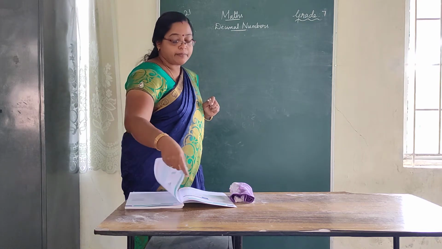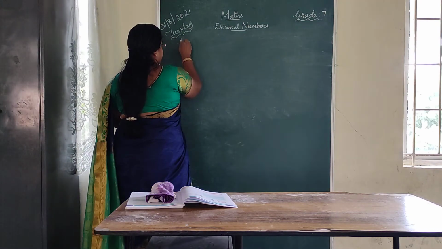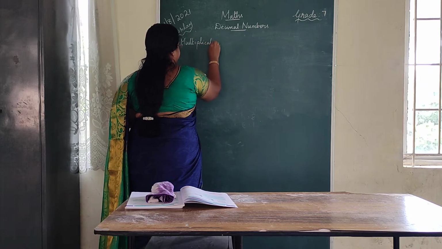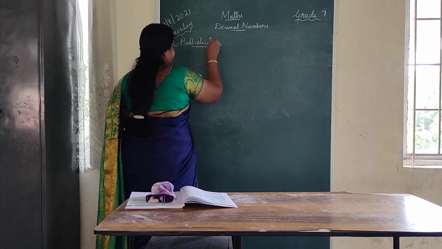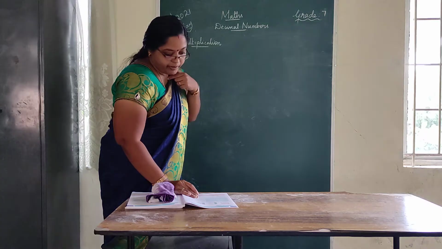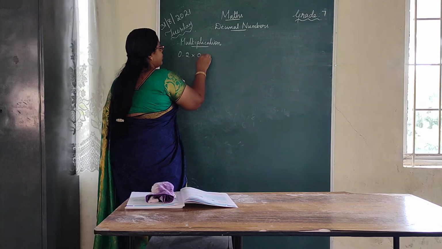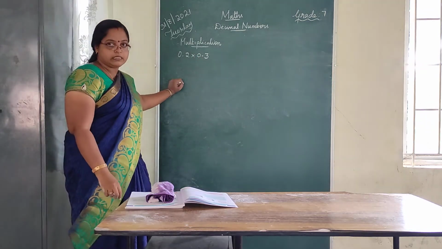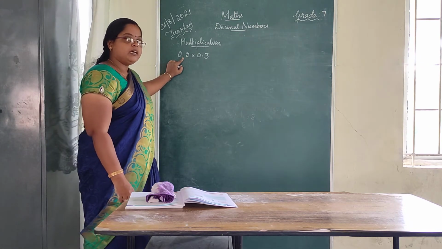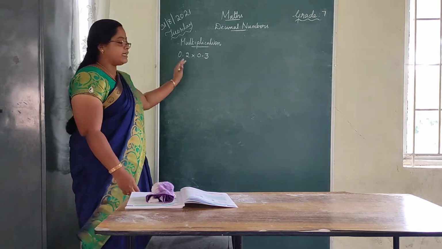Next one, addition, subtraction over. Next one, multiplication. So, how can we multiply 0.2 into 0.3? There are two methods. Okay, first of all, you have to convert this decimal into a fraction. After that we can multiply it, it is easy. And another way, ordinary multiplication. Okay, two methods I am explaining here.